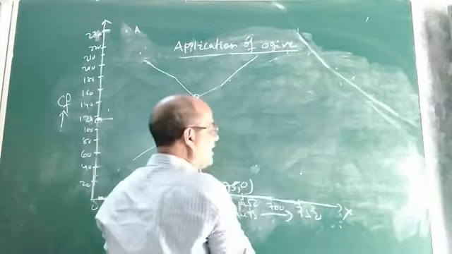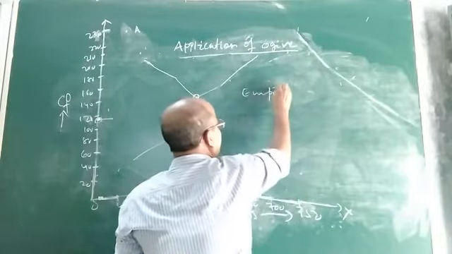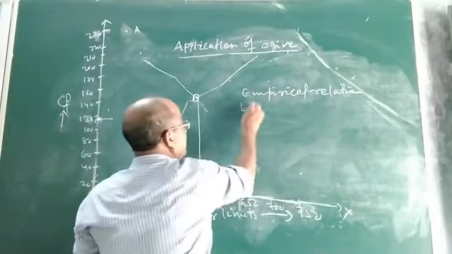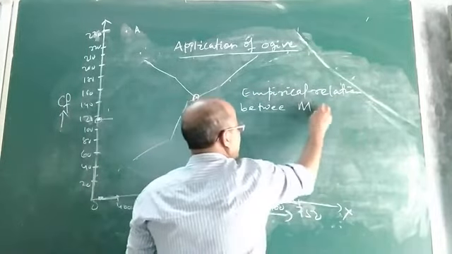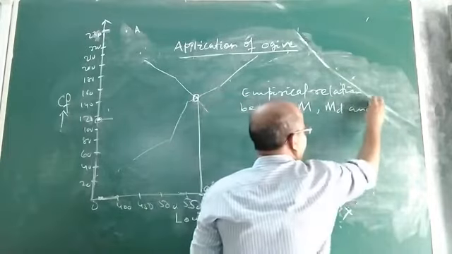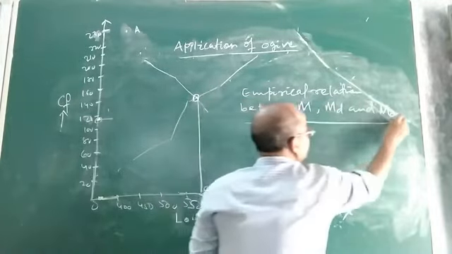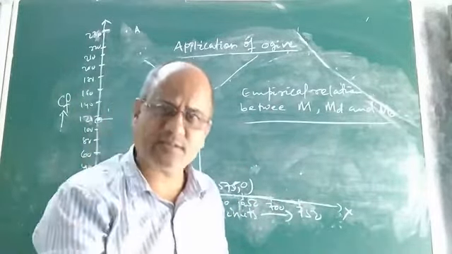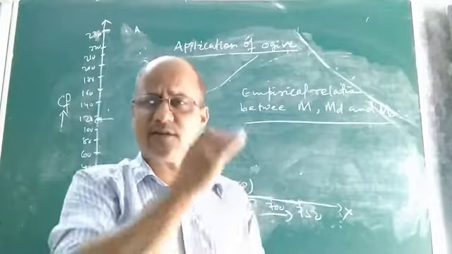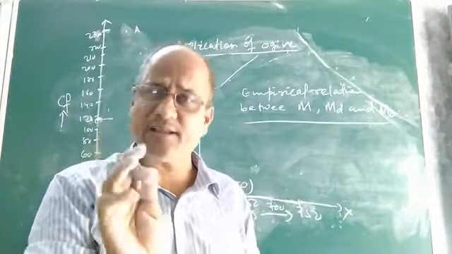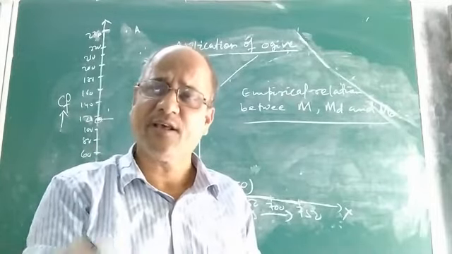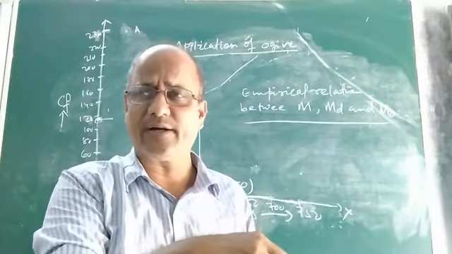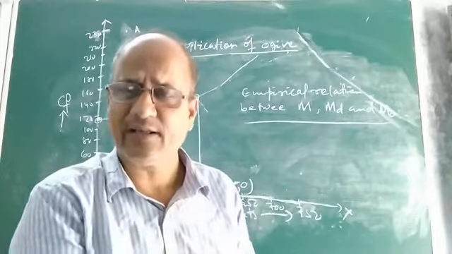Let me tell you what the empirical relation is. What is the empirical relation between your mean, median and mode of a given continuous frequency distribution or discrete frequency distribution? Whether the frequency distribution is discrete or continuous, it does not matter. There is an empirical relation. What is meant by empirical relation? That means if two measures of central tendency are given, the third one can be calculated.